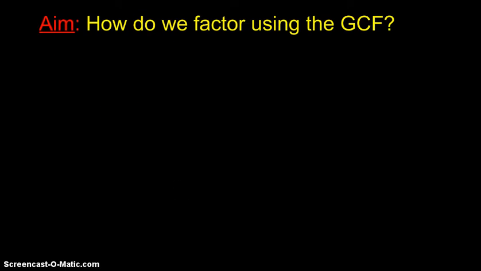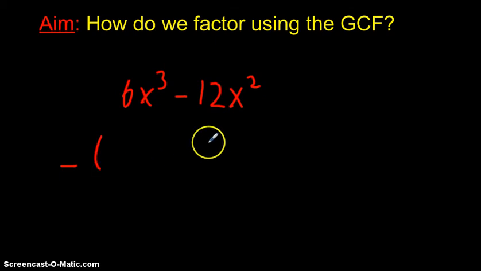Alright, so if we were asked to factor this, let's say 6x to the third minus 12x to the second, we can factor that into its factors as well. If this is a product, we multiply two things to get it. One of them usually goes outside of the parentheses, and one of them usually goes inside. So if we were asked to factor this, one version of the factors might look like this.